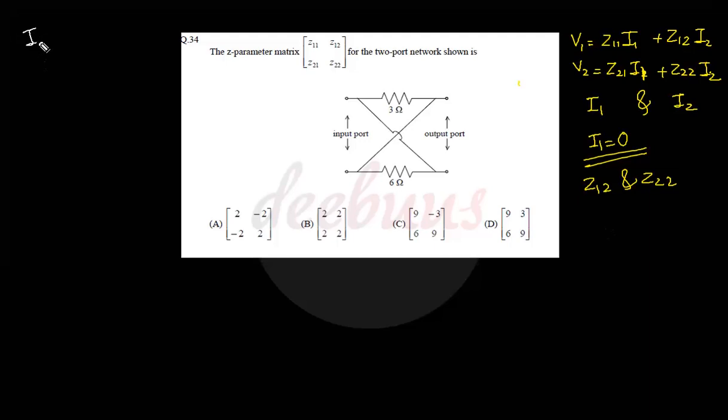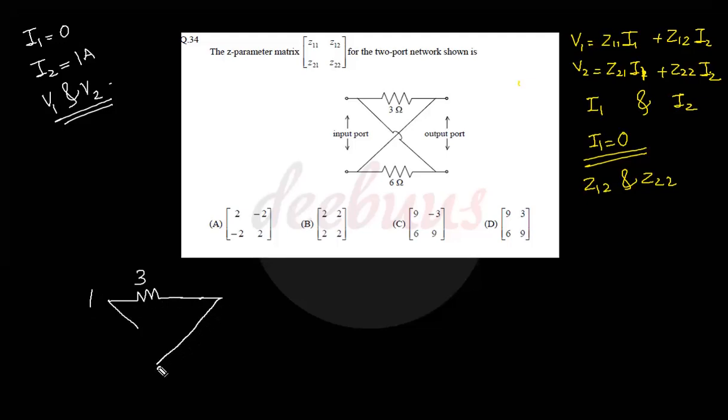Now I am putting I1 equal to 0 and applying I2 equal to 1 ampere for simplification, and at this point we have to calculate V1 and V2, right? So I am drawing the figure. I1 equal to 0, that is 3 ohm. This is the input port, I am marking it as 1. So 3 ohm, right? Again this is 1 dash, this is 1 dash and 1 dash.